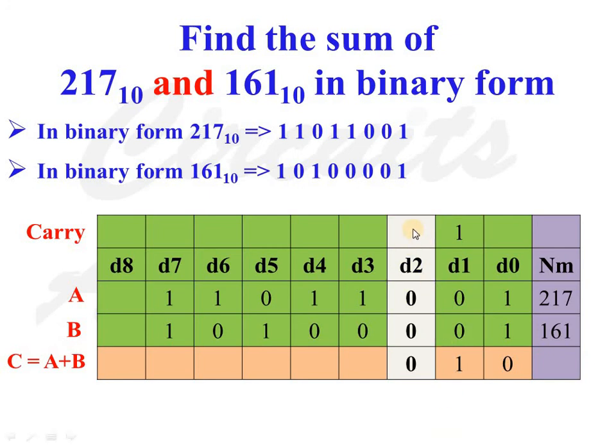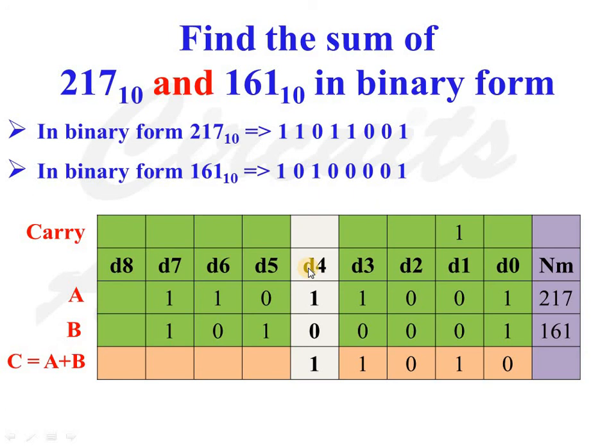For the next stage, carry in is equal to 0. Then D2 bits of A and B are 0 and 0. So 0 plus 0, sum bit is equal to 0, carry out is equal to 0. So for the next bits, carry in is equal to 0. D3 of A and B are 1 and 0 respectively. So 0 plus 1 plus 0 is equal to 1. Sum is equal to 1. Carry out is equal to 0.